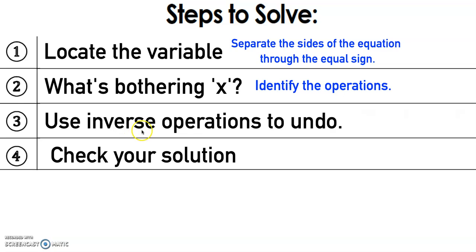Then we have to use inverse operations to undo. Remember, inverse operations means the opposite operations. In order to do this with multiple operations in the same equation, we're actually going to do order of operations backwards. So GEMDAS is our order of operations when we're working a problem, but if we're trying to undo those, we have to go backwards. So GEMDAS backwards is SADMEG. We're going to be using SADMEG to undo those operations. Then we're going to check our work.